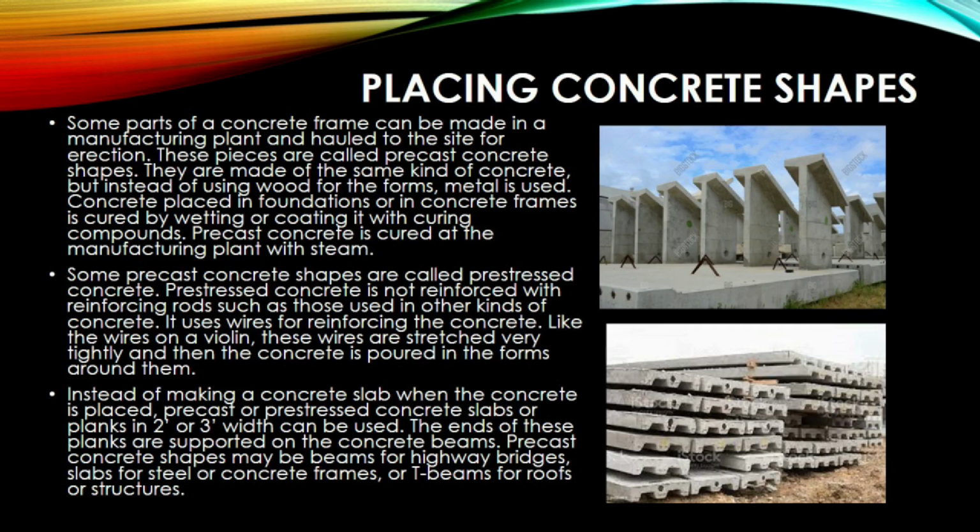Instead of making a concrete slab when the concrete is placed, precast or pre-stressed concrete slabs or planks in 2 feet or 3 feet width can be used. The ends of these planks are supported on the concrete beams. Precast concrete shapes may be beams for highway bridges, slabs for steel or concrete frames, or T-beams for roofs or substructure.